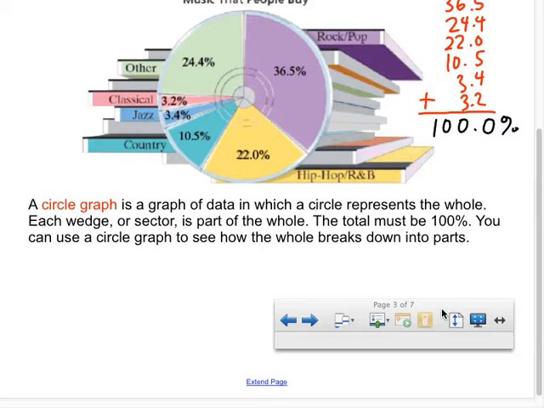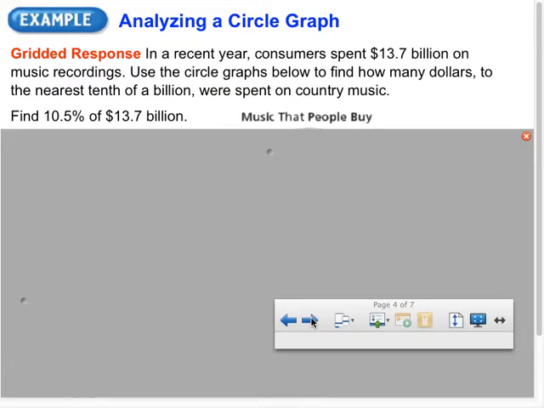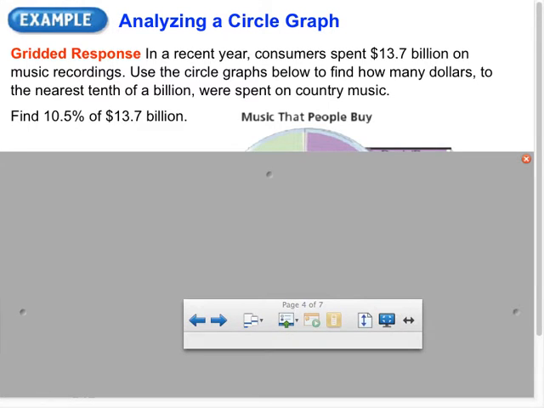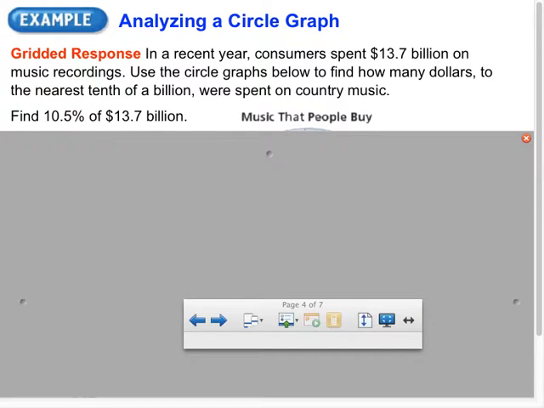You can use a circle graph to see how the whole breaks down into parts. All right, so here's what we have. We're going to use this same graph, but for this graph, what we're going to do is calculate the sales for country music. So country music is 10 and 5/10% of the total sales when it comes to music.